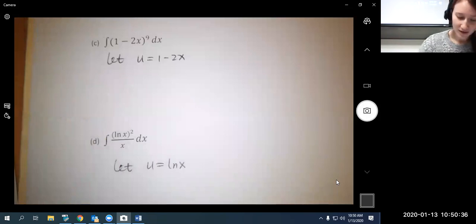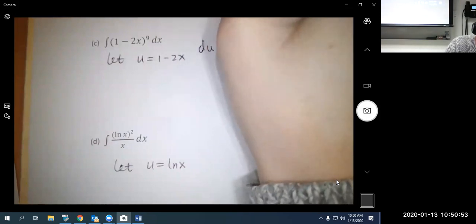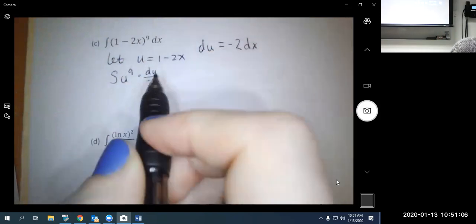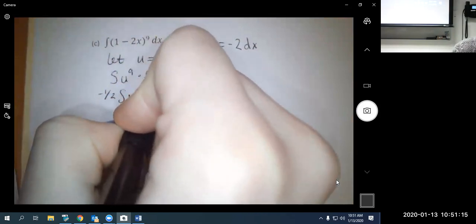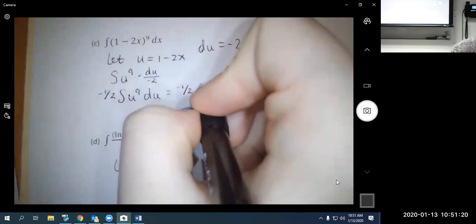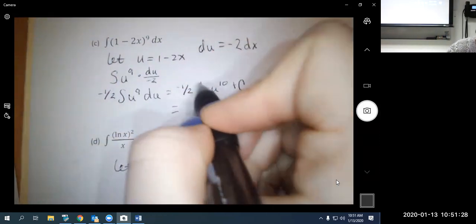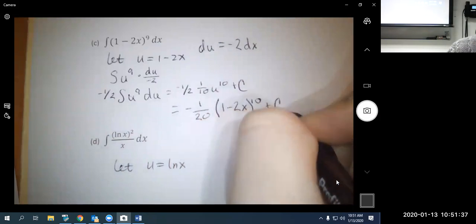Hello, everybody. Okay, so I'm going to do C. She already told you what your u is, and then your du will equal -2 dx. So the integral of u to the 9th times du over -2, because you divide it out. Then you have your -1/2, the integral of u to the 9th times du, which equals 1/10 u to the 10th plus c. Then you fix that and you have 1/20, and you plug in your u. And there you have it.